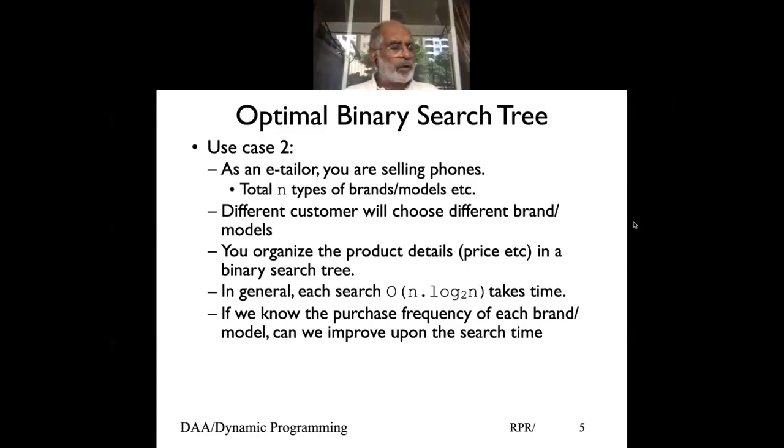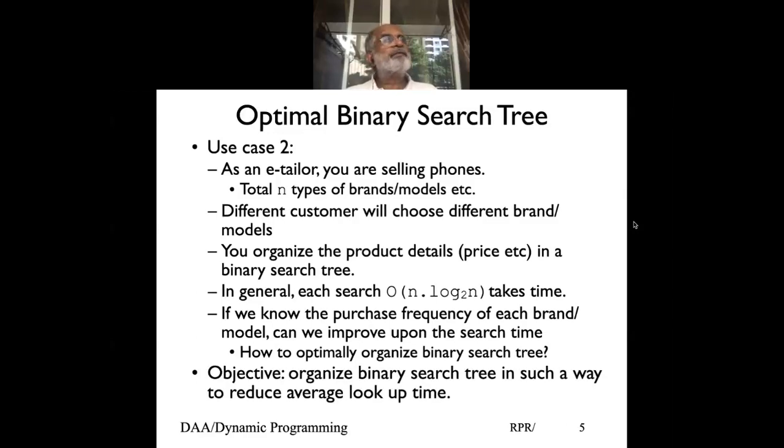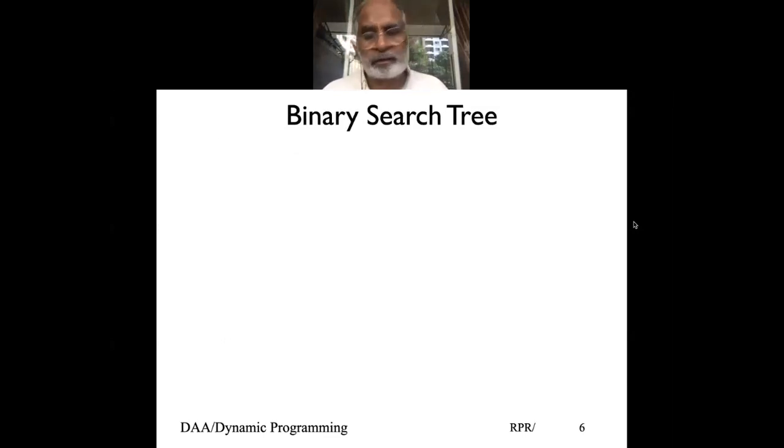So our problem is, given a number of keys and given their probability of occurrence, how do we organize these keys such that my average search time is optimal, or I find the best optimal search time?